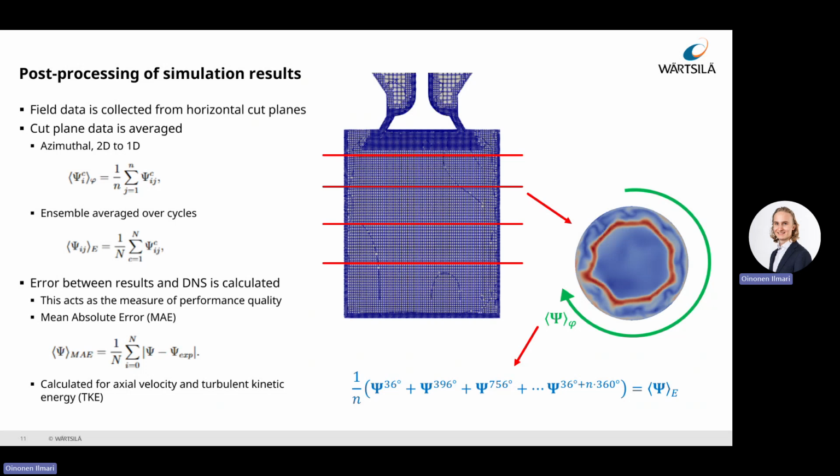A mean absolute error, or MAE, is calculated between the averaged simulation results and reference data. The magnitude of the MAE is proportional to the accuracy of the simulation in comparison to the reference.